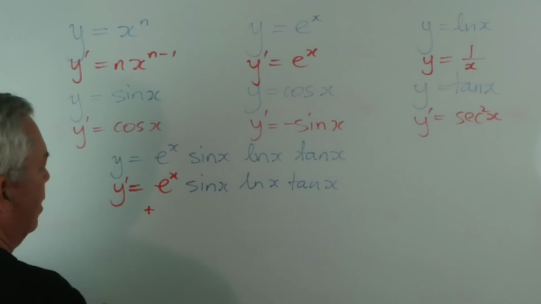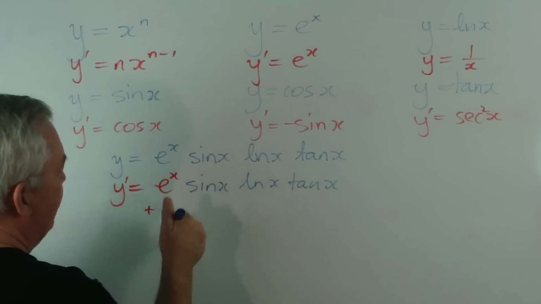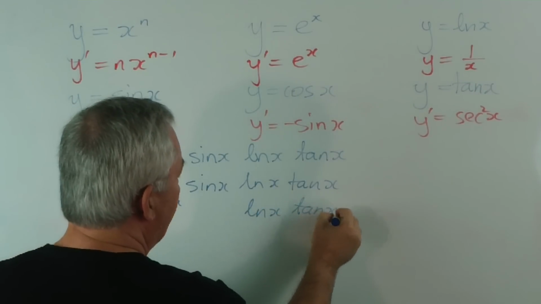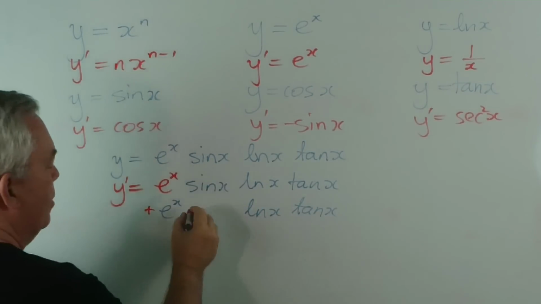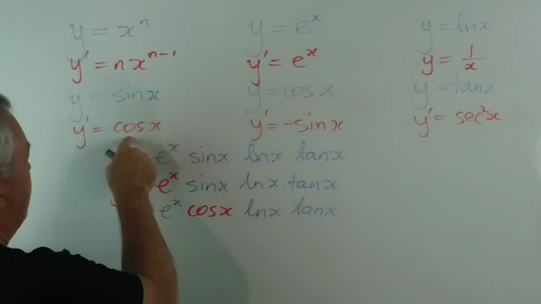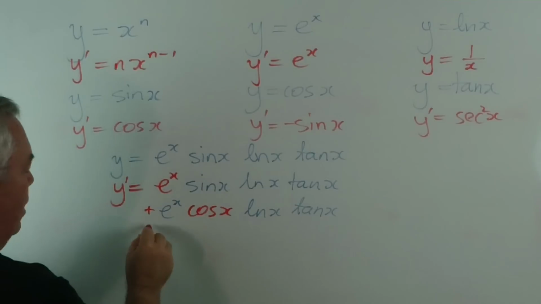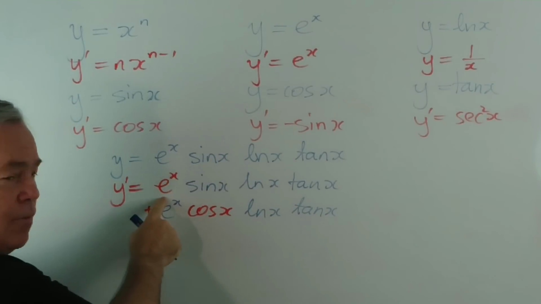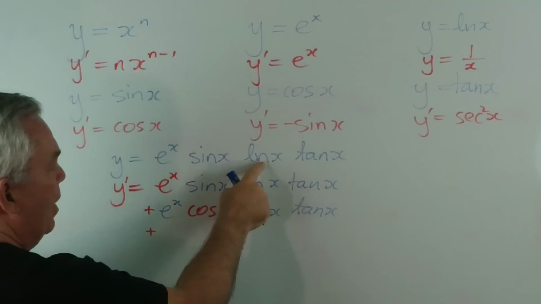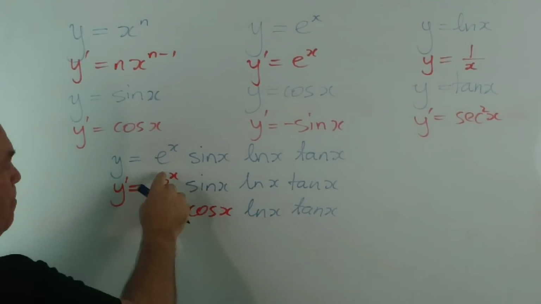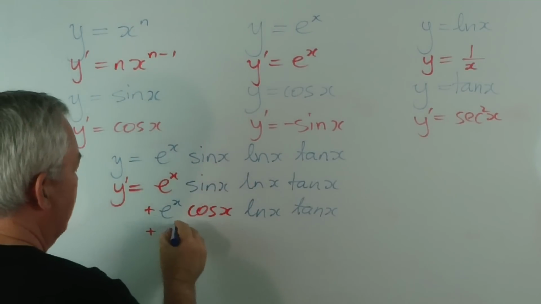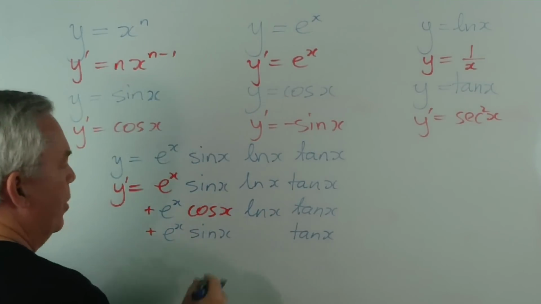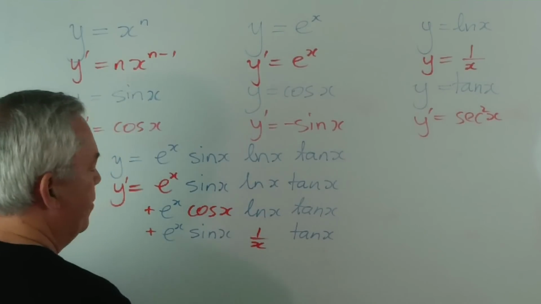Plus, then we move to the next function. We leave the e to the x alone, we leave the log x and the tan x alone, but we find the derivative of sine x, which of course is cos x. Then we move to the next function, which is the logarithm. We've done the derivative of the exponential, the derivative of the sine function. Now we work on the derivative of the logarithmic function, and we leave the other 3 alone. So I'm going to leave them in blue. The derivative of the logarithmic function is 1 over x.